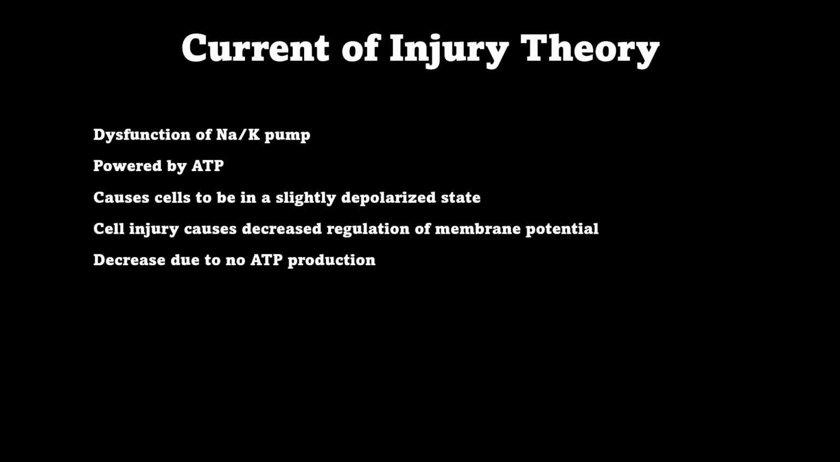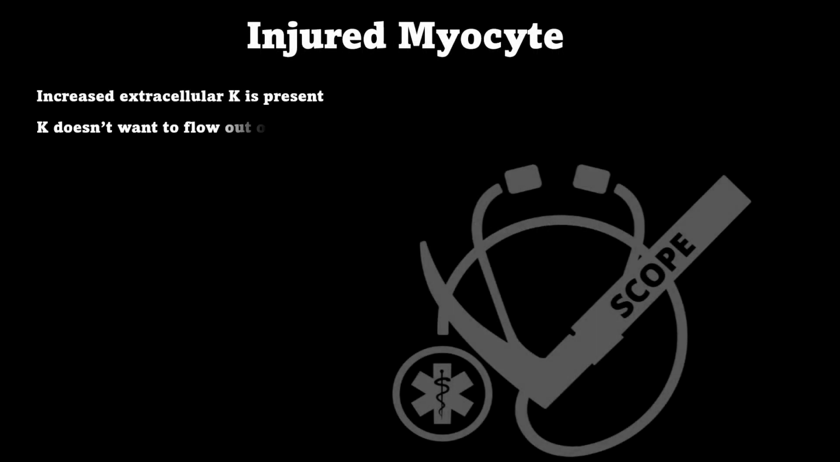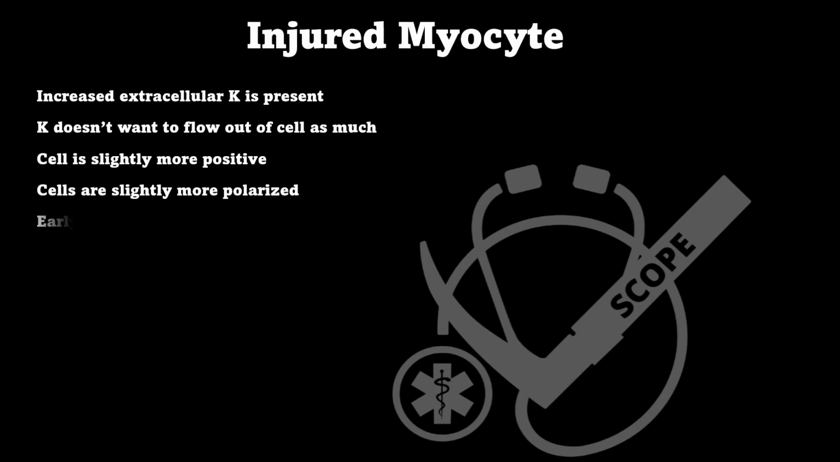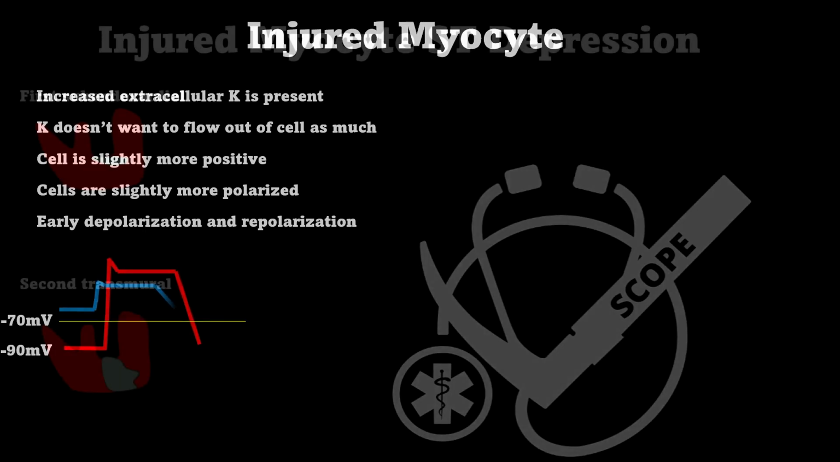The cells are mad because they've been injured, and it is hard to regulate their membrane potential because they aren't able to really make ATP due to the ischemia. Now, in an injured myocyte, remember, it is hard for a cell to control the membrane and what flows out. So in this instance, there will be a lot of extracellular potassium. Because there's more potassium outside of the cell than in the cell, the potassium in the cell doesn't want to flow out, which makes the cell more positive and slightly polarized. And because of this, there's an early depolarization and repolarization.